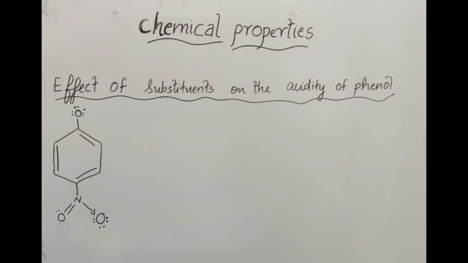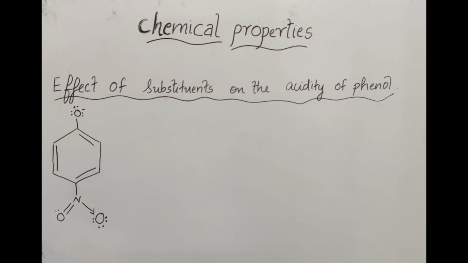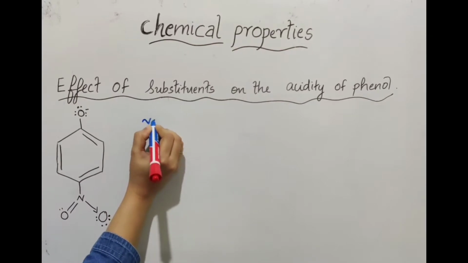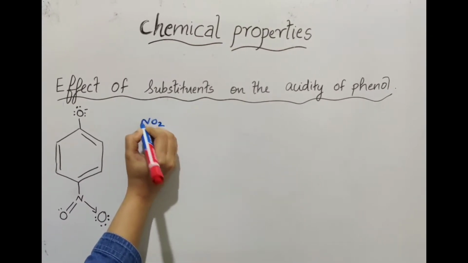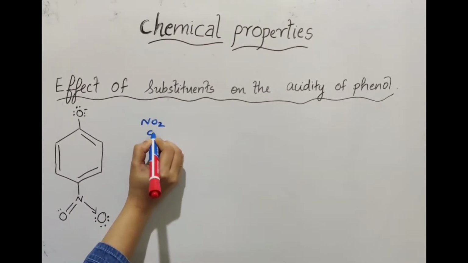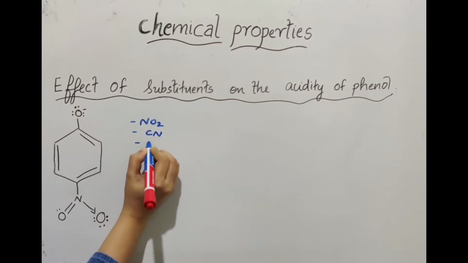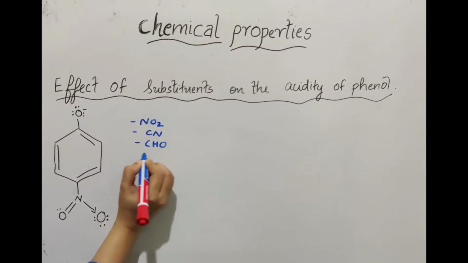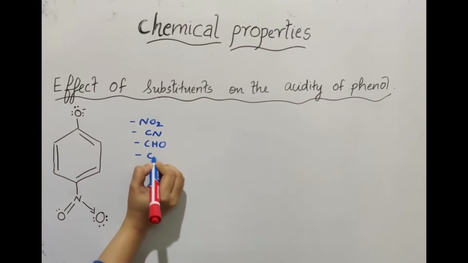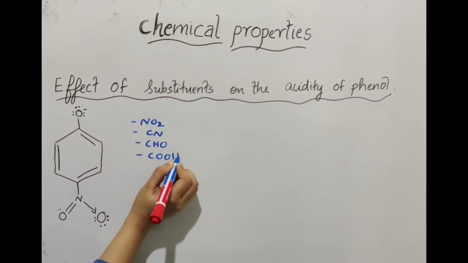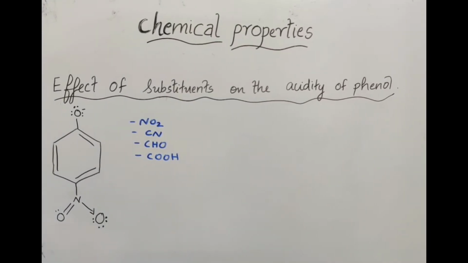Okay. The presence of electron withdrawing groups. Which are the electron withdrawing groups? Yes, NO2, CN, CHO, COOH. This nitro group, cyanide group, aldehyde group and carboxylic acid group.